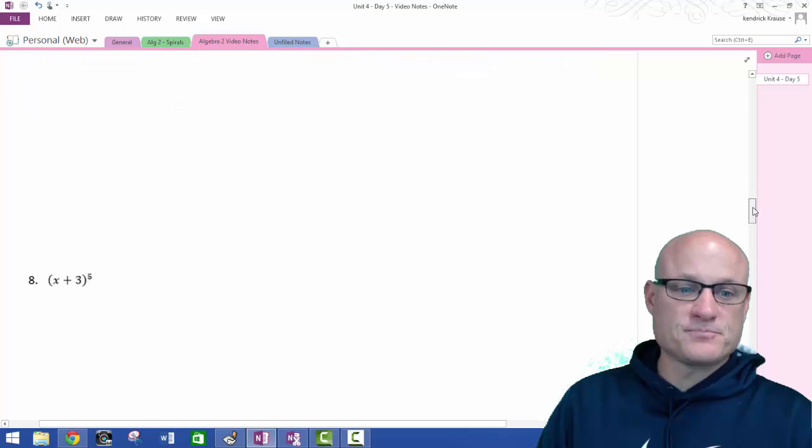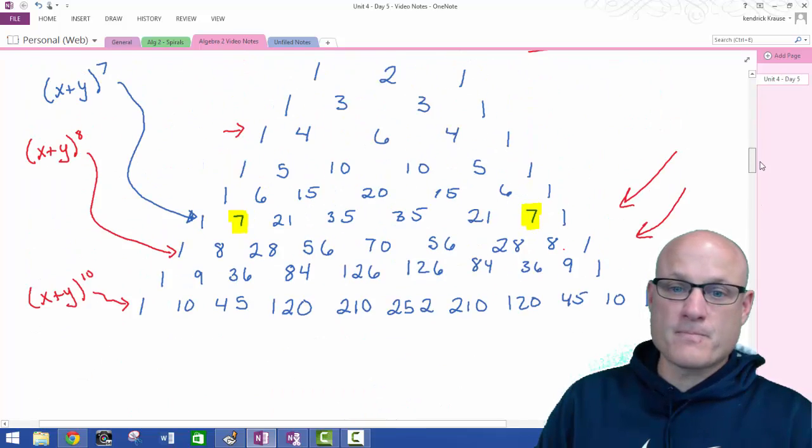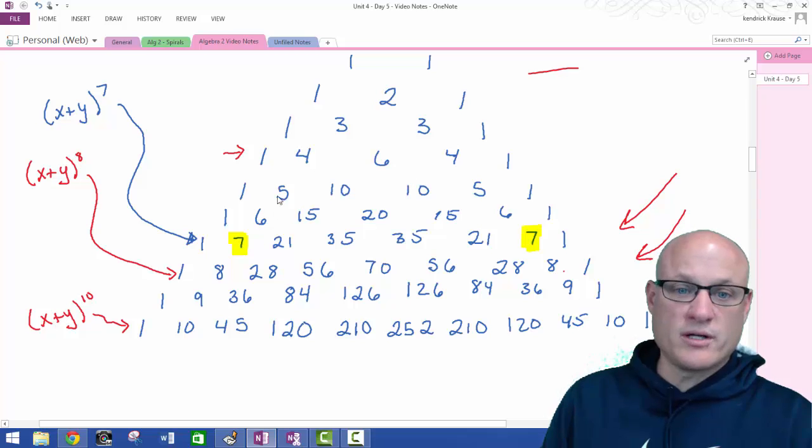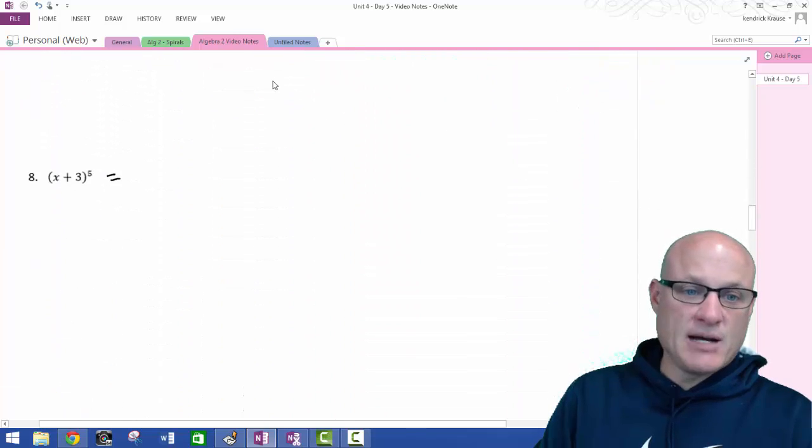Not bad. Fifth one. All right, so we know that's going to be, if you look back at our table, our fifth row is 1, 5, 10, 10, 5, 1. So we're going to use those coefficients in our calculation. I'm just going to put those here so we remember. 1, 5, 10, 10, 5, 1.